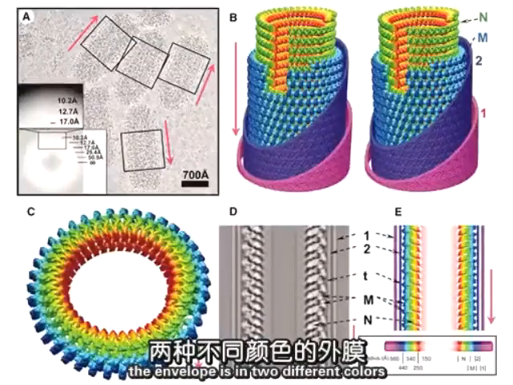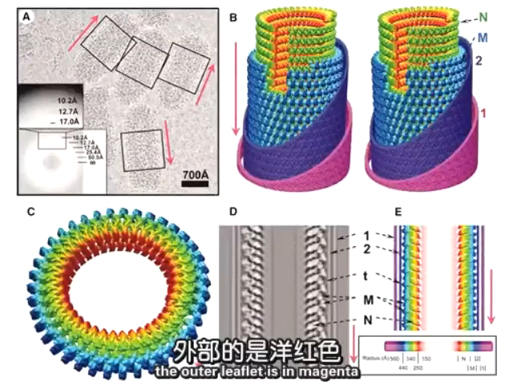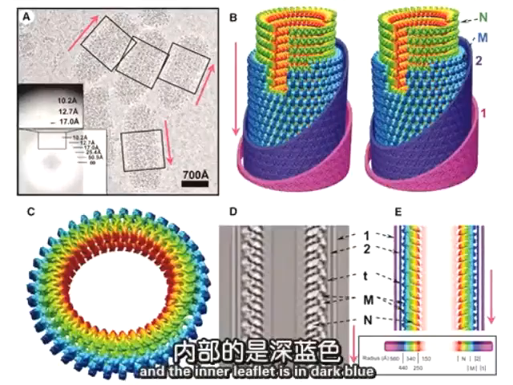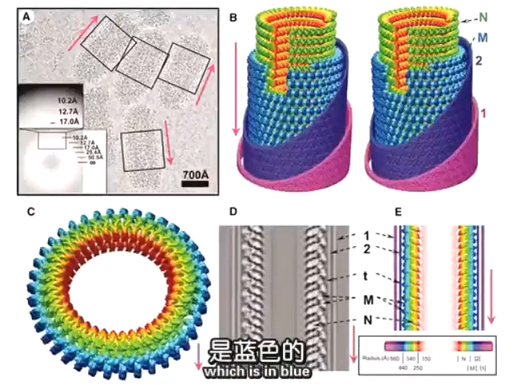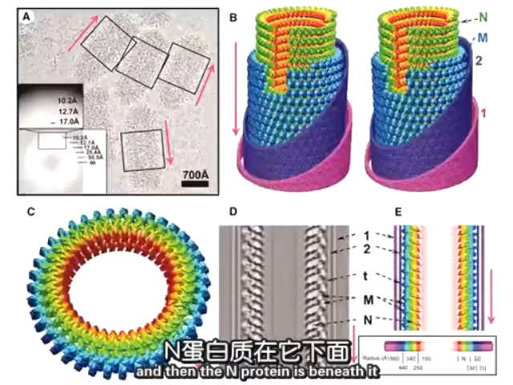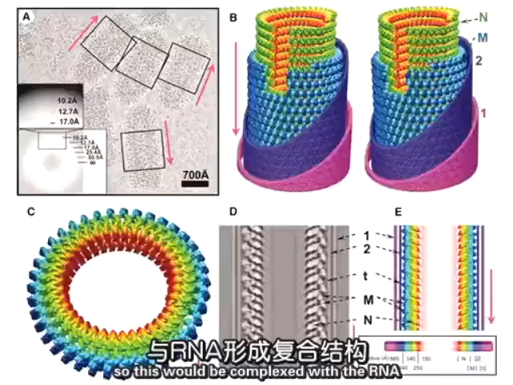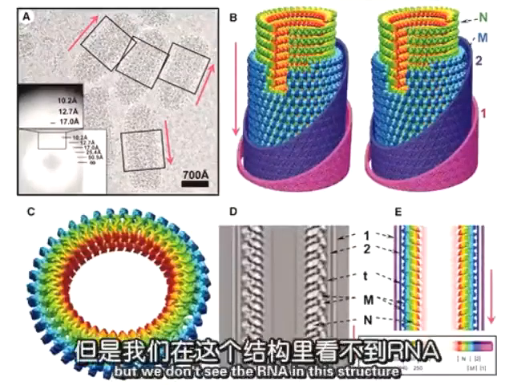So here's the cryo-EM model of the virion. The envelope is in two different colors. The outer leaflet is in magenta, and the inner leaflet is in dark blue. Then underneath it we have the M protein, which is in blue, and then the N protein is beneath it. So this would be complexed with the RNA. But we don't see the RNA in this structure.